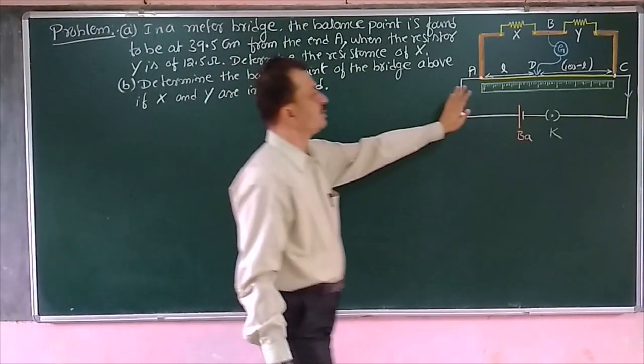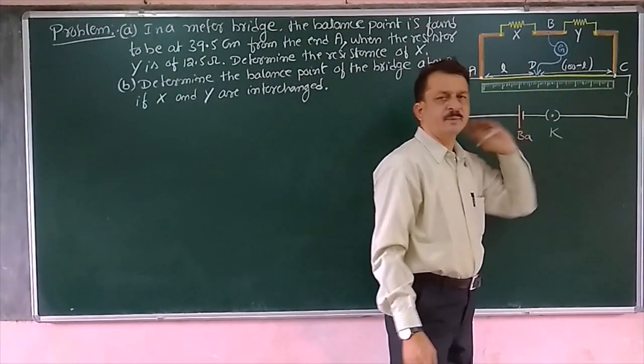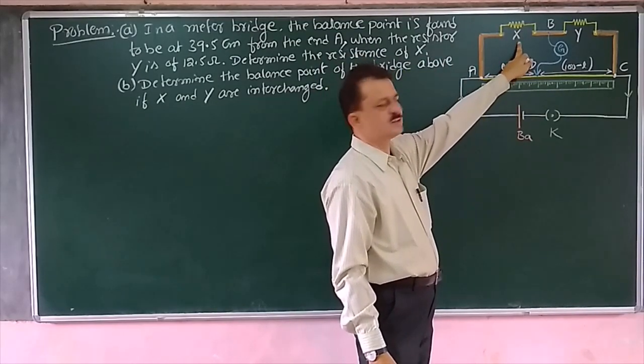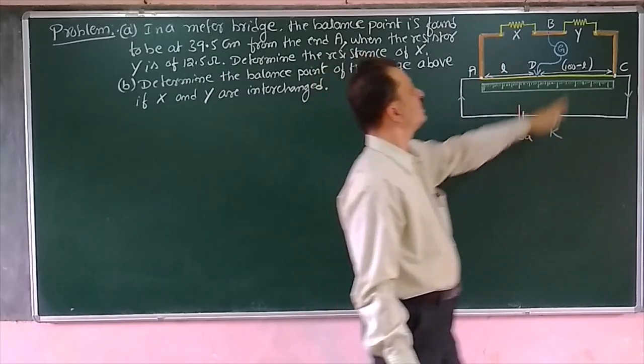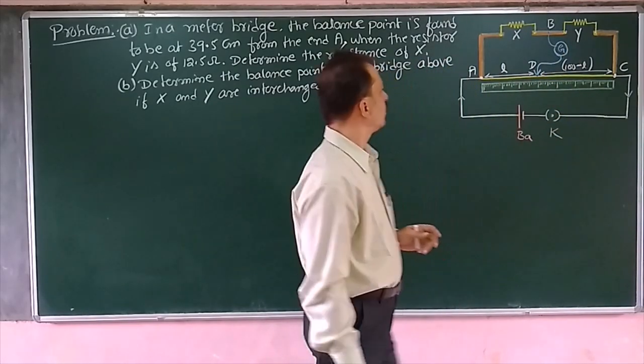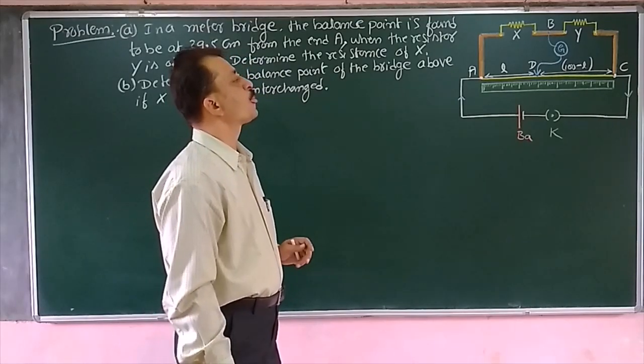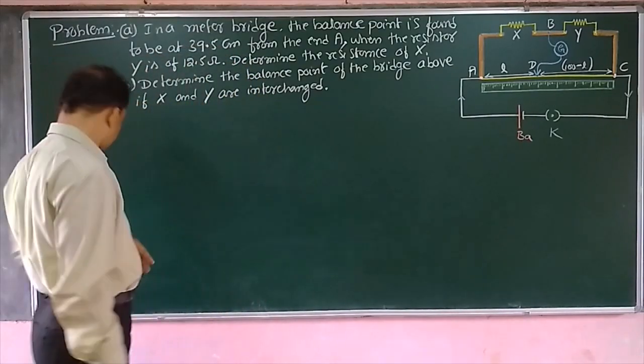Now here they have given a meter bridge. This is the meter bridge. In the left gap there is a resistor X which is to be calculated. In the right gap there is some resistor Y connected. They have given the condition.